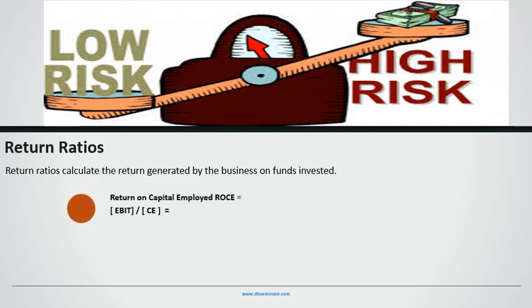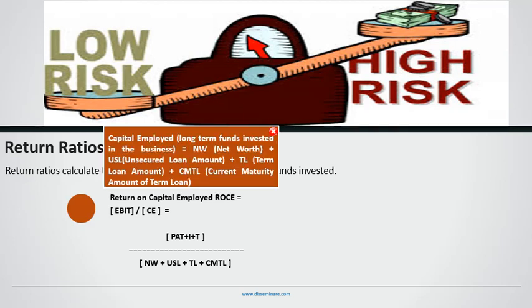The formula for ROCE is earnings before interest and tax, EBIT, divided by capital employed, CE. EBIT is given by PAT plus interest I plus tax T. Capital employed is given by net worth plus unsecured loans, USL, plus term loans, TL, plus current maturity of term loans, CMTL. Please note, capital employed are the long-term funds invested in the business.